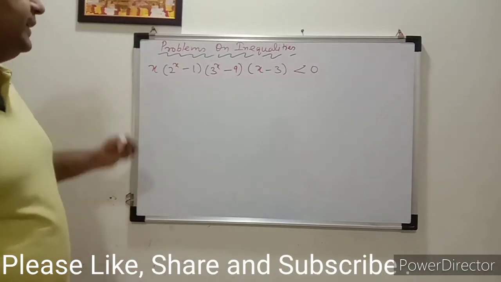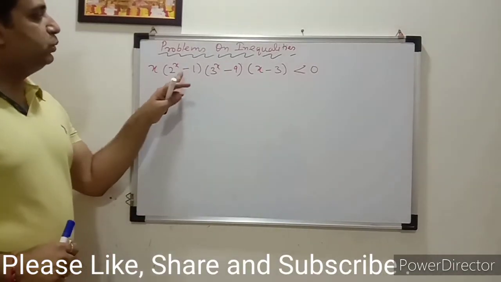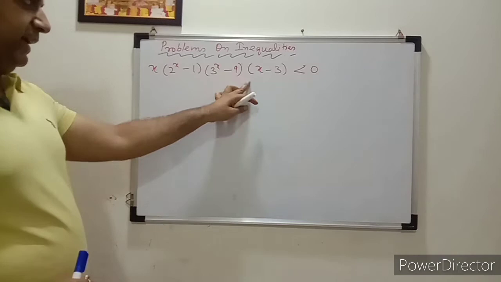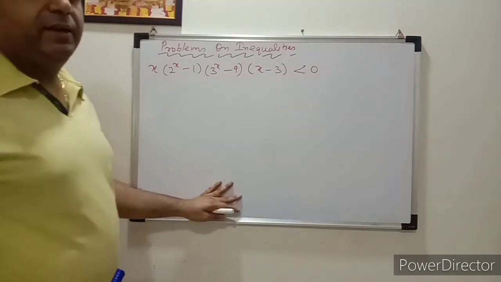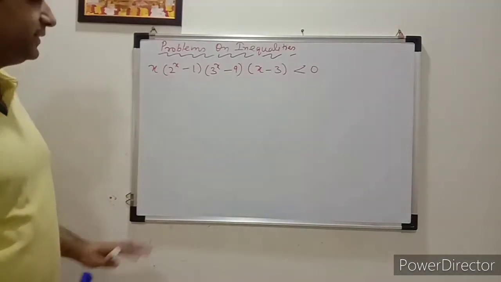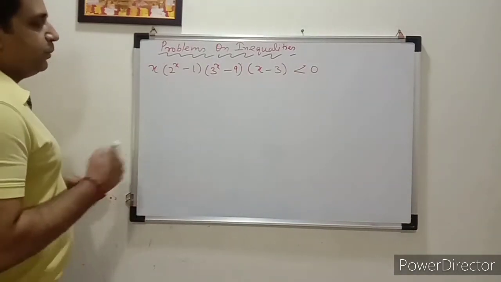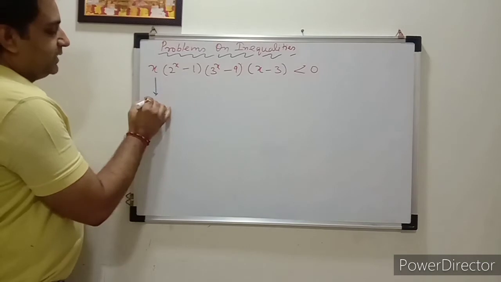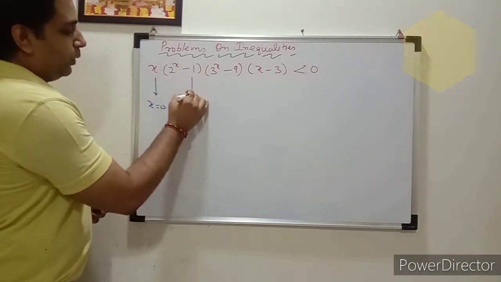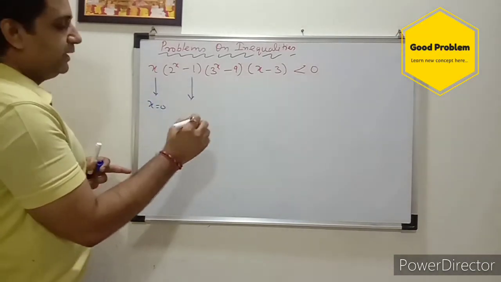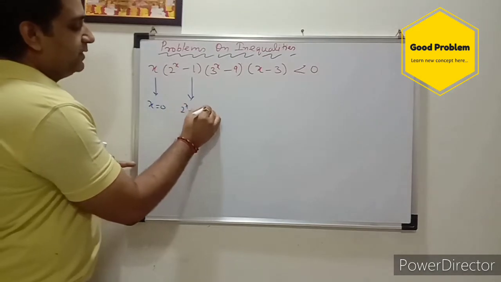Okay, let's see the next example. It is x²(2x - 1)(3x - 9)(x - 3). Now it is a somewhat different problem from whatever we have discussed till now. So if you equate each factor with 0, it gives x = 0, and this again gives x = 0. I hope everyone understood. You need to equate with 0, correct?